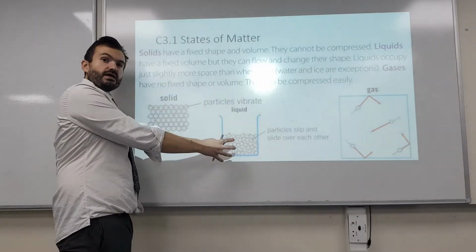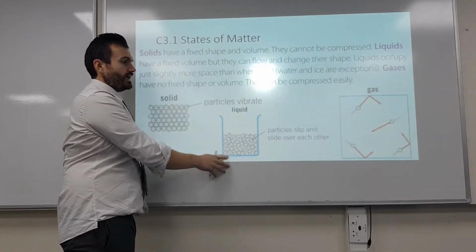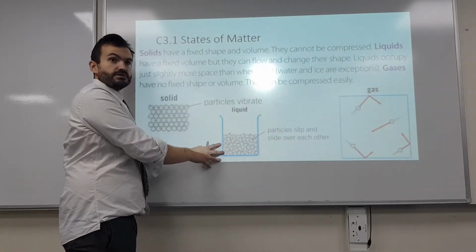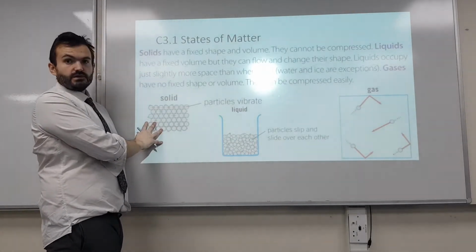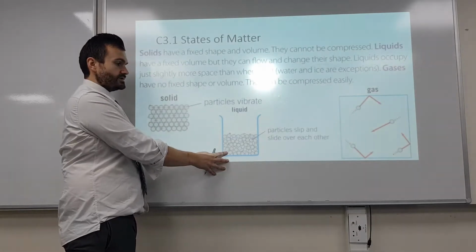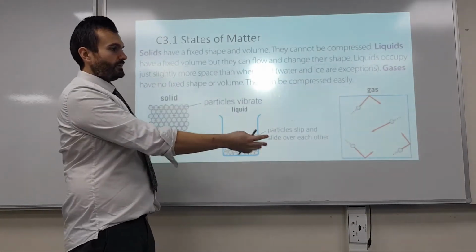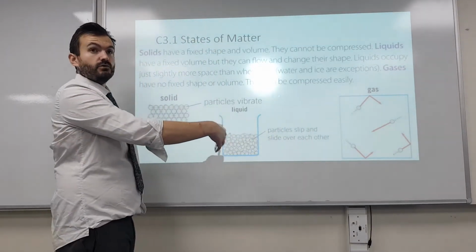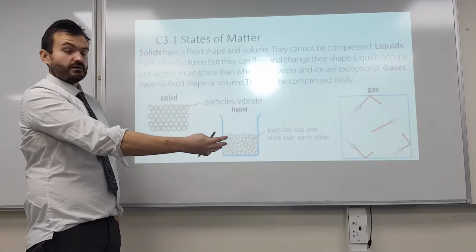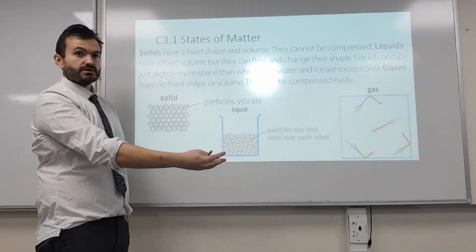But these particles can move around each other. If they can move around each other, they can float, and it fills the shape of the container. Whereas the solid had its own shape, and it keeps that shape. A liquid does not, because the particles can float. When we go to a gas, the particles can still float. They still move around. But this time there are large gaps in between them, so they can be compressed.